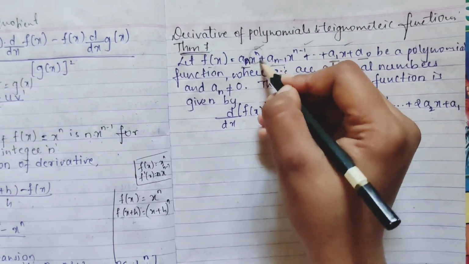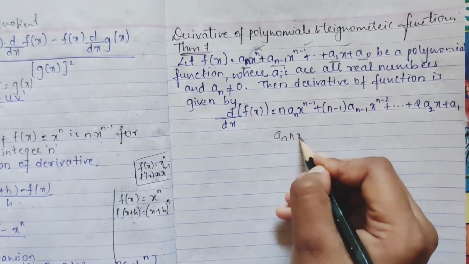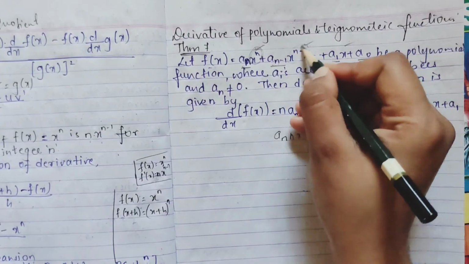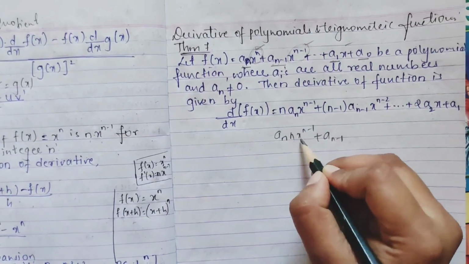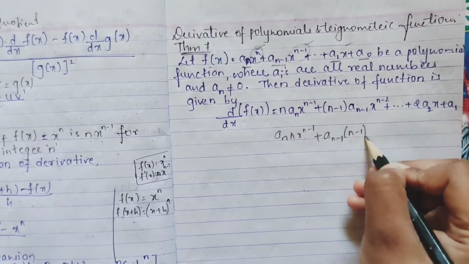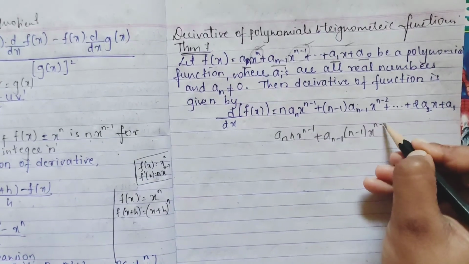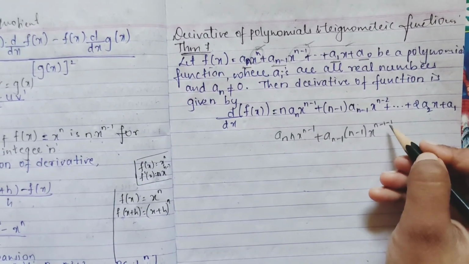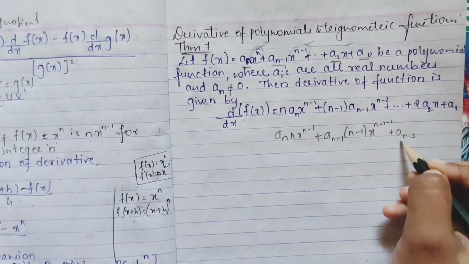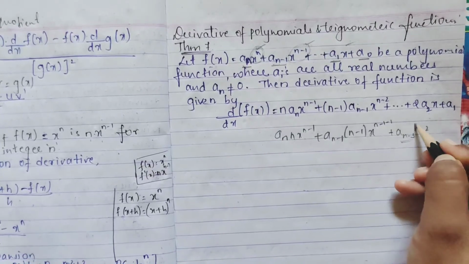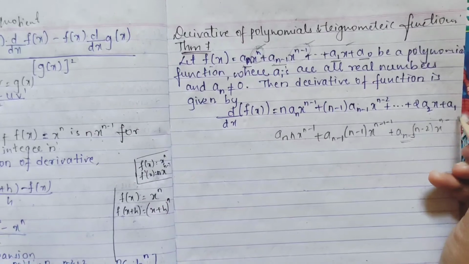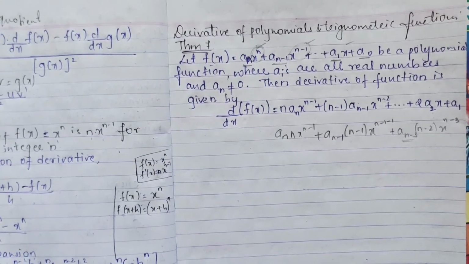x raised to n, its derivative just now we did, is n x raised to n minus 1. Same way here a n minus 1 remains as it is. Derivative of this will be what? How are we getting n x raised to n minus 1? It is your standard one. So for x raised to n minus 1 it will be n minus 1 into x raised to n minus 2. In the same way a n minus 2 remains as it is, and you will have n minus 2 into x raised to n minus 3. Like this you will get the derivative till here.